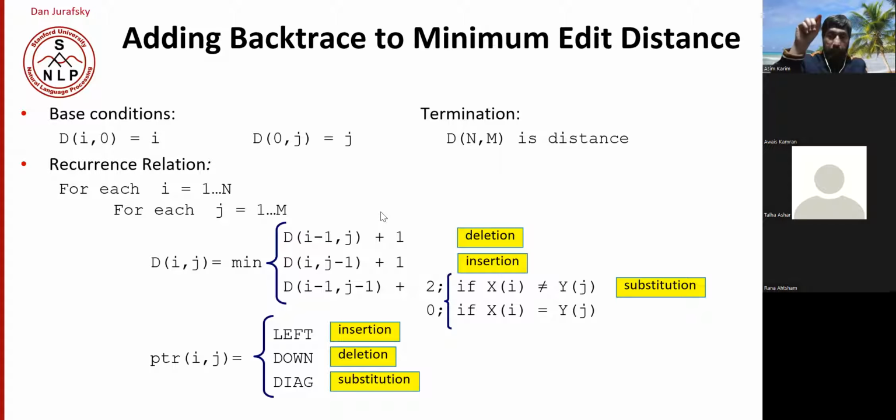If you are going, for example, left, there is an insertion of that character in the y string. If you are going down, then there's a deletion of that character in the x string. And if you're going diagonally, there is a substitution from that value to that value. So in this way, you can get the entire alignment. Of course, if there is no change in the substitution, then the character would be the same, but we still go diagonally. So this is the algorithm for the edit distance as well as the backtrace.